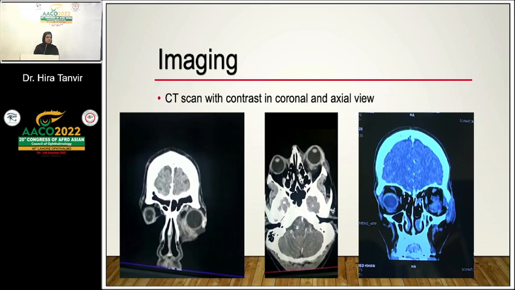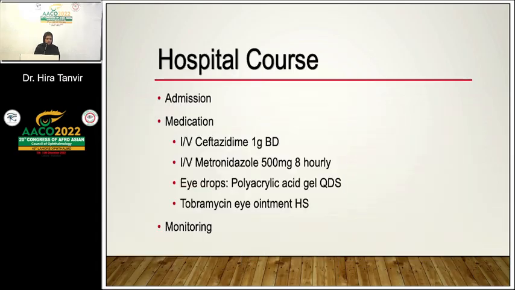The CT scan imaging showed mild retrobulbar fat stranding in the left eye and bilateral mucosal thickening in the ethmoid sinuses. The patient was admitted on the same day, and we started him on third generation cephalosporins intravenously, and for anaerobic cover we gave him metronidazole. For topical application, we gave him polyacrylic gel for lubrication and antibiotic cover of tobramycin ointment HS.